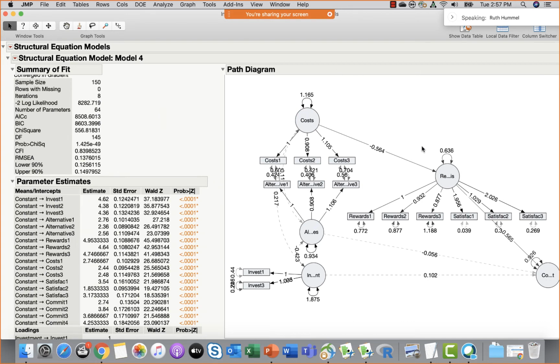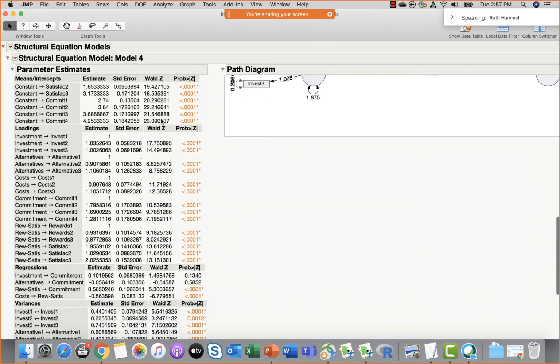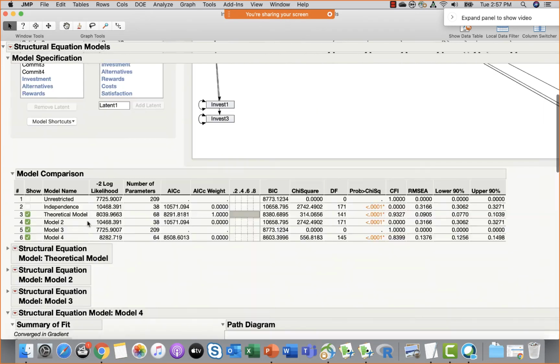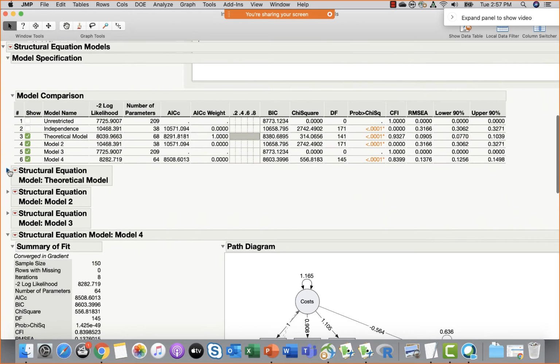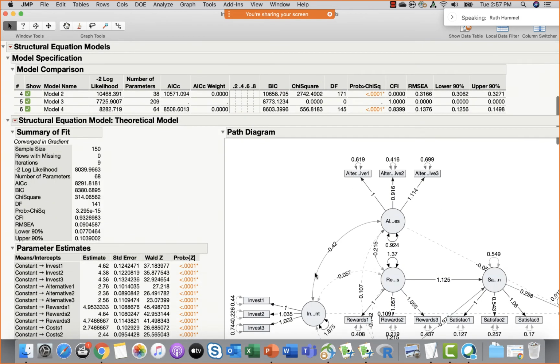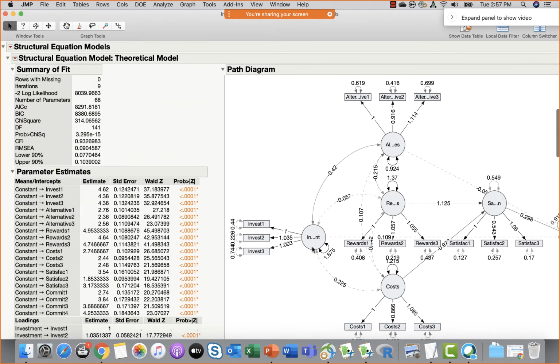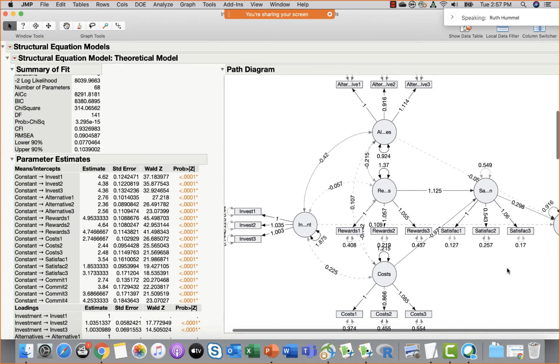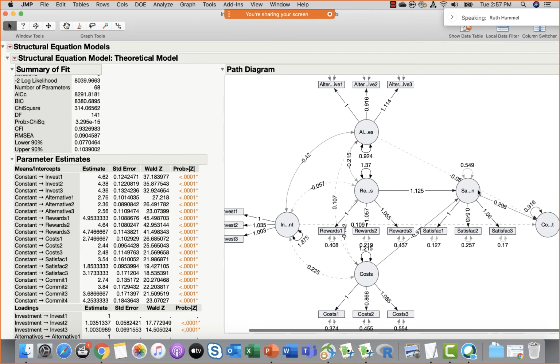The costs are... Nope, still the wrong model. I'm still showing you the wrong model. Let me expand this one. Yeah, okay, so here we go. Let me maybe move something a little bit.